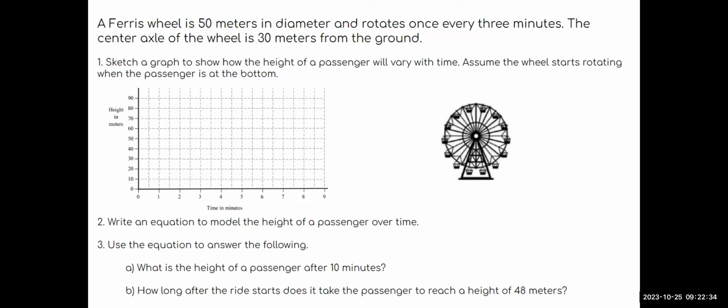So a Ferris wheel is 50 meters in diameter. It rotates once every 3 minutes. What does that sound like? The center axle of the wheel is 30 meters from the ground.